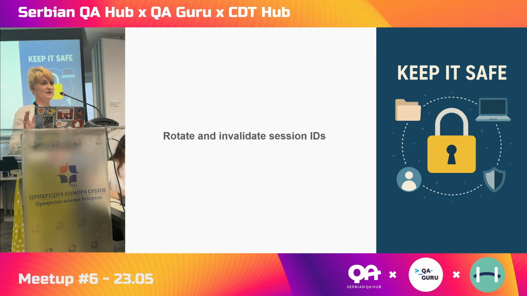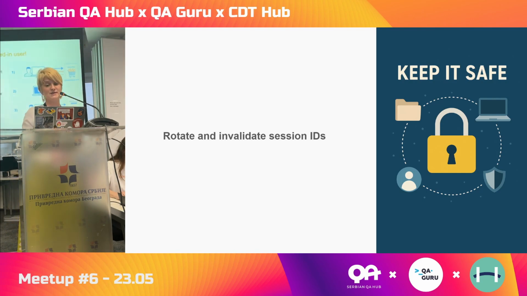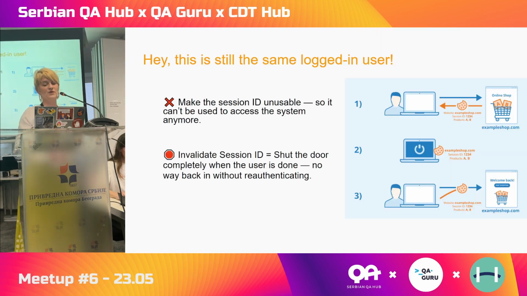After testing correctness, the next step is to rotate and invalidate your session IDs. This I mentioned already. So invalidating session IDs is important when a person logs out, and rotating the session ID every time somebody logs in. Because if anybody already captured a session ID, they can reuse it to walk through the system. So I will skip this because I don't have a lot of time.